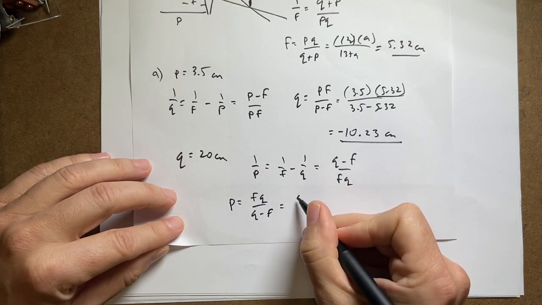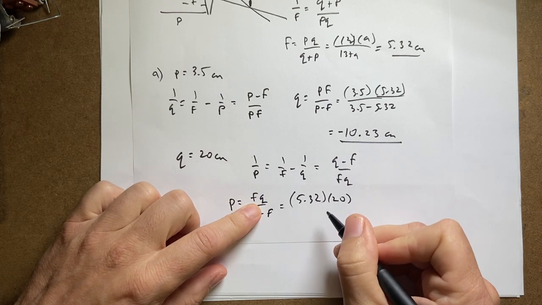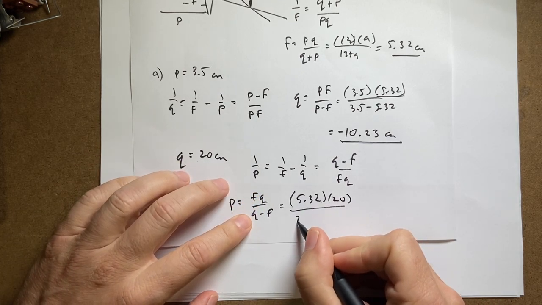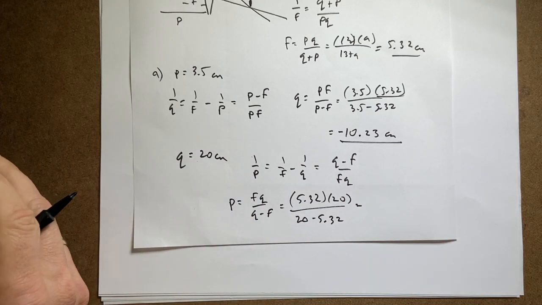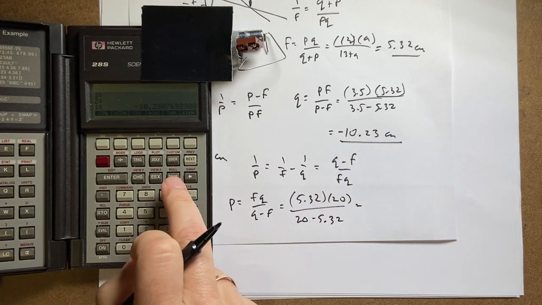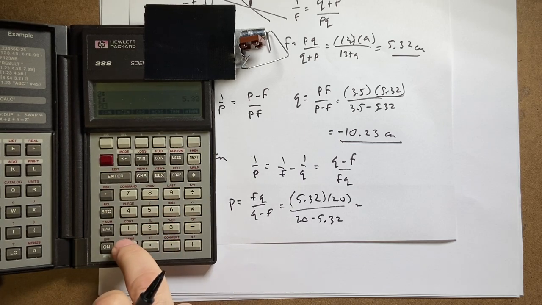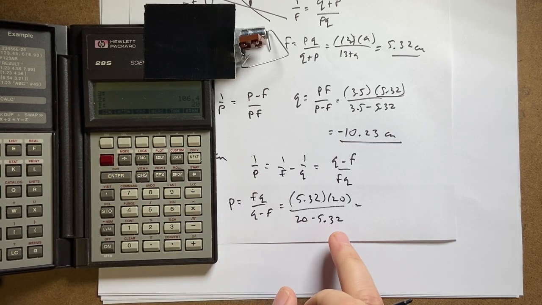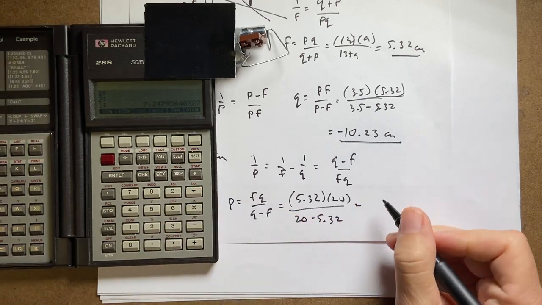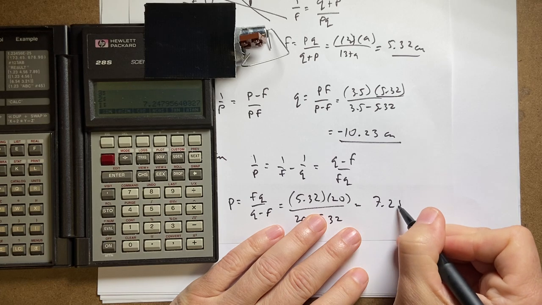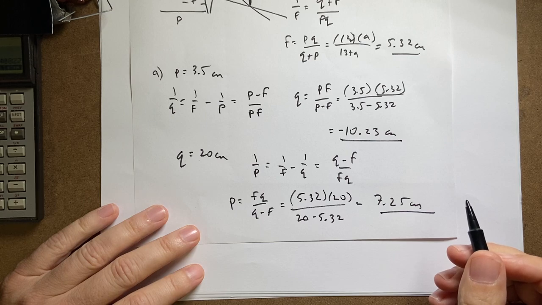So it's going to be 5.32 times the image distance, 20, all of that over 20 minus 5.32. So I get 5.32, times 20, enter, 5.32, minus, divided by, and I get 7.25 centimeters. The end.